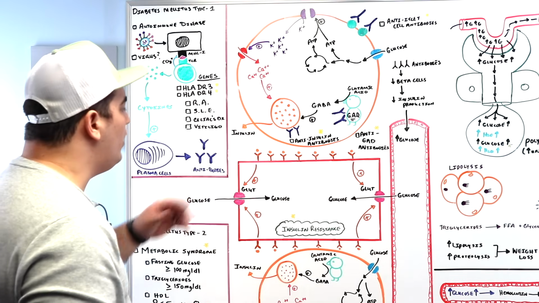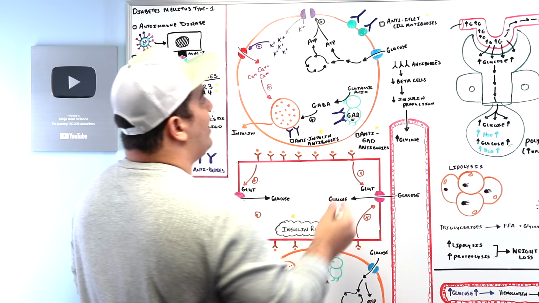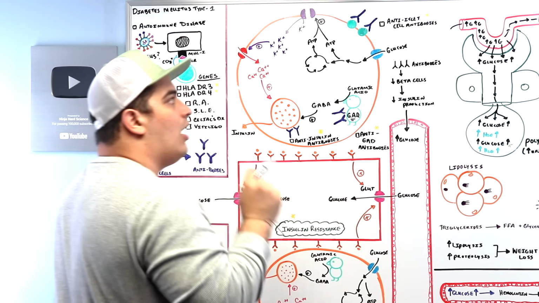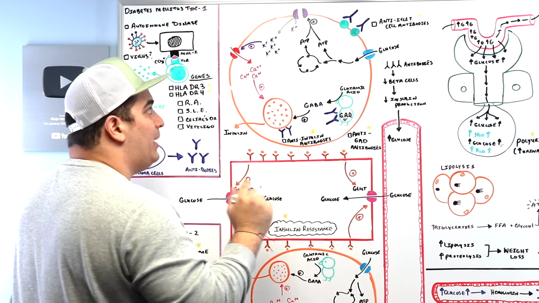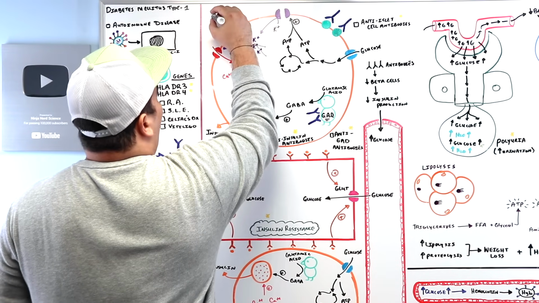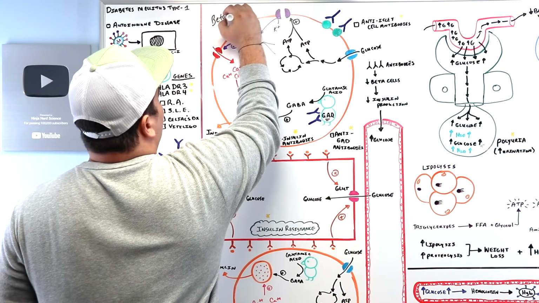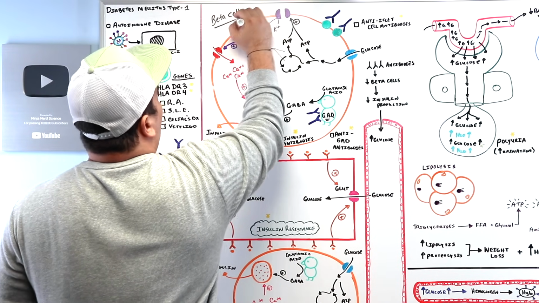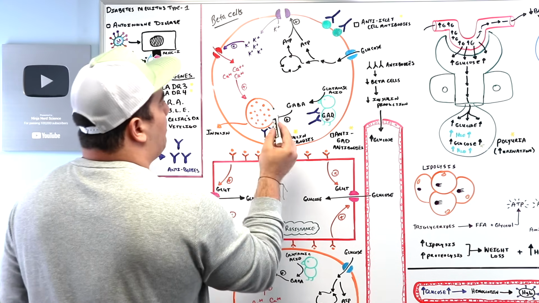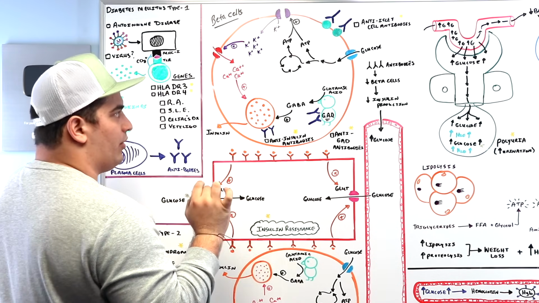Now, when these antibodies are produced, they attack particular portions of cells. And with respect to diabetes, they attack what's called the pancreatic beta cells. Now, we're zooming in on a pancreatic beta cell. What happens in the beta cell is extremely important.